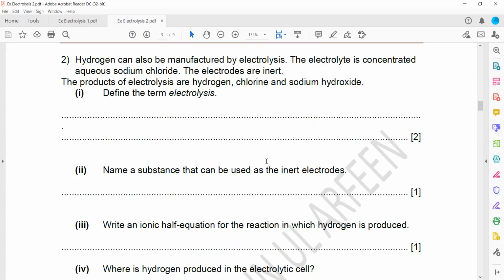First thing they're asking, define the term electrolysis, and it's worth 2 marks. Today, inshallah, I will share with you all the definitions throughout the course which you have to learn or memorize. Better memorize those definitions. So what is the definition of electrolysis? Basically, it is a process of passing current through a molten or aqueous solution.